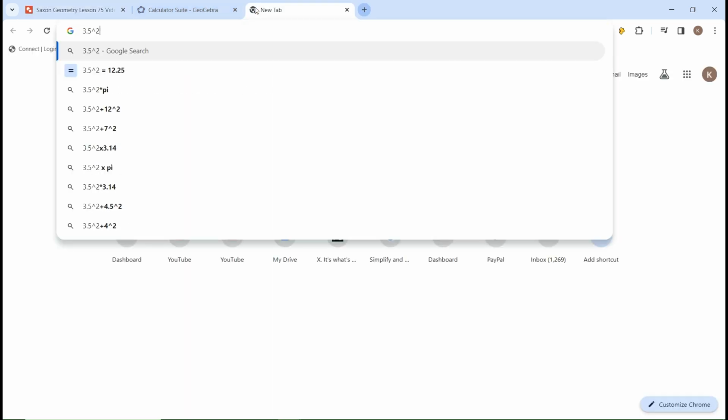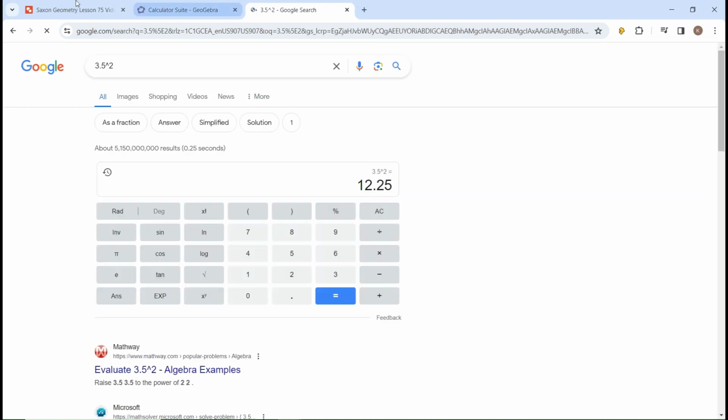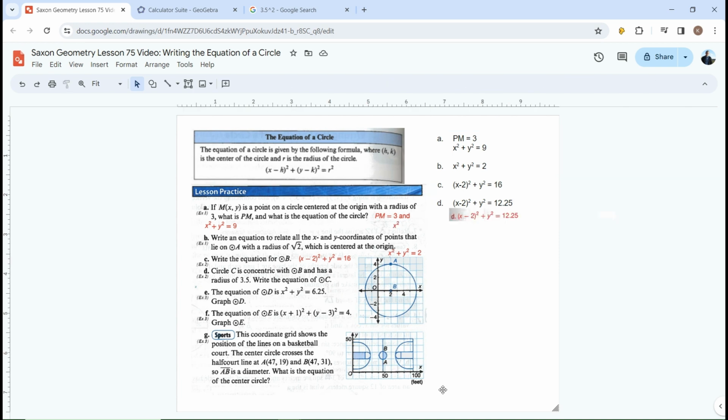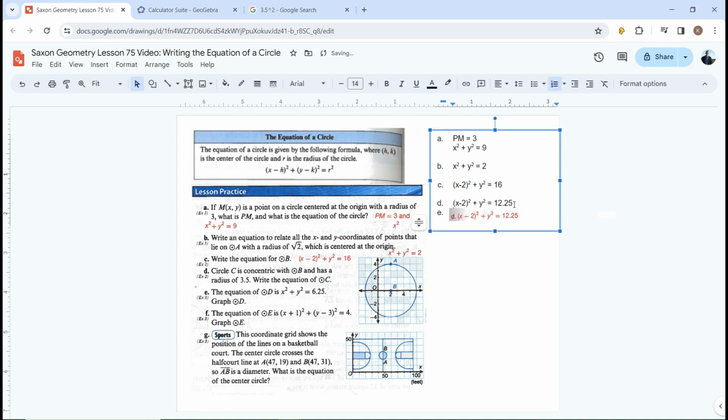Now, I don't know what 3.5 squared is off the top of my head, so I'm just going to punch it into a calculator. 12.25. So it's going to equal 12.25. Take my answer, and we answered that one exactly correctly. All right, on to letter E.